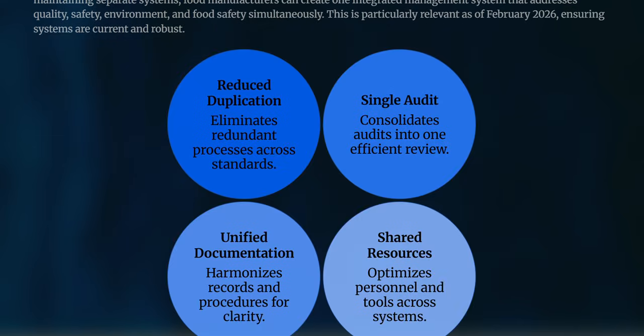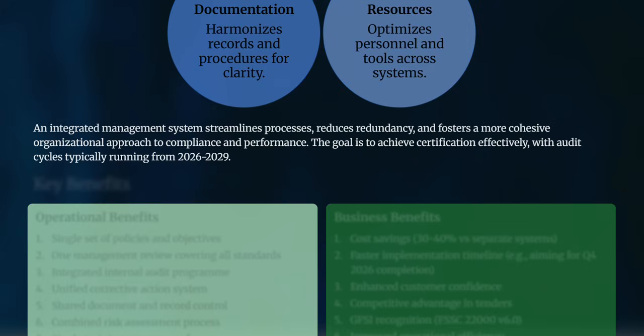Those are some of the benefits. It reduces duplication, so it eliminates redundant processes across the standards, and you can have a single audit, which consolidates audits into one efficient review. You will have unified documentation, which will harmonize records and procedures for clarity, and also shared resources. You will optimize personnel and tools across systems. An integrated management system streamlines processes, reduces redundancy, and fosters a more cohesive organizational approach to compliance and performance. The goal is to achieve certification effectively, with the audit cycle typically running from, let's say, 2026 to 2029.